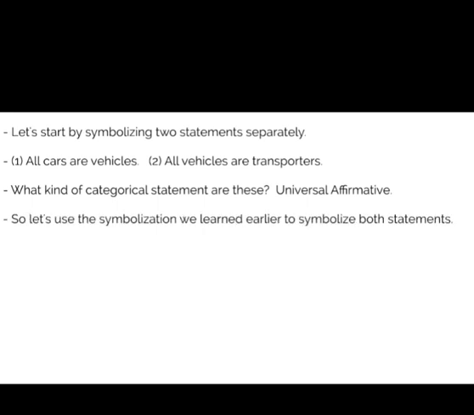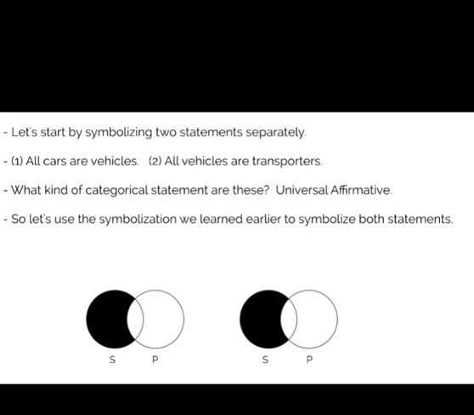So then this should be pretty easy, right? You just, again, you can just look at your charts. What do those type of statements look like? Well, they always look like this, don't they? Right? All universal affirmative statements look like this. Right? The subject term that's outside of the predicate term is all blacked out, meaning that if you are an S, you must be a P. Right? If you're a car, you must be a vehicle. If you're a vehicle, you must be some sort of transporter, right? Just true by definition, right?